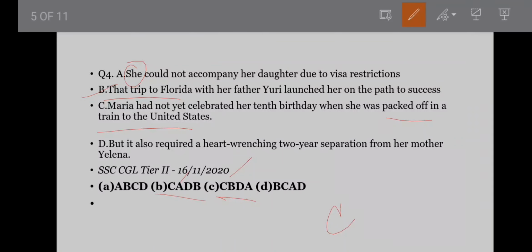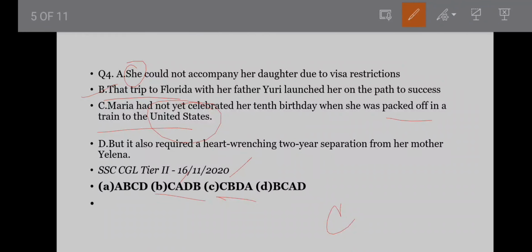So he was packed off in a train to US. So US, that trip to Florida is in US. So that trip to Florida with her father Ivori launched her on the path to success. Okay, so let's see what option D is, but it also required a heart-wrenching 2-year separation from her mother Yelena. Maria had not celebrated her 10th birthday, and she was packed off in a train to United States. Then option B can be the suitable one.